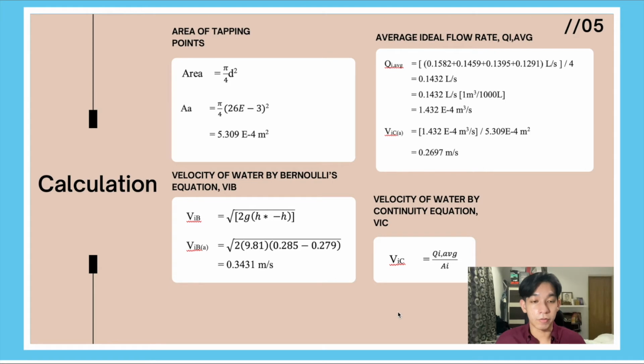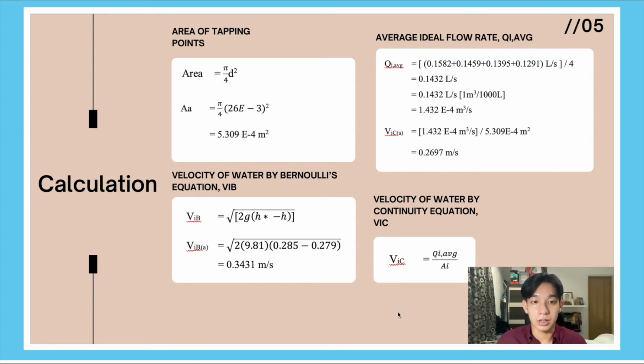Next, we calculate the velocity of water by the continuity equation. The value we got is 0.2697 meter per second. Next, we calculate the average ideal flow rate, and the value we got is 1.432 × 10^-4 meter cubed per second.